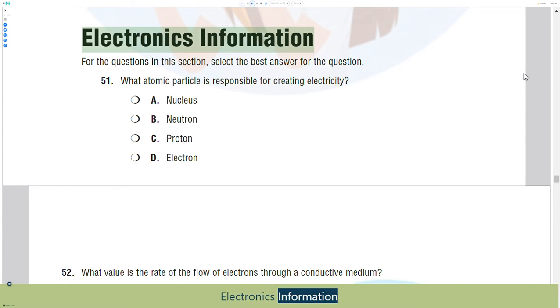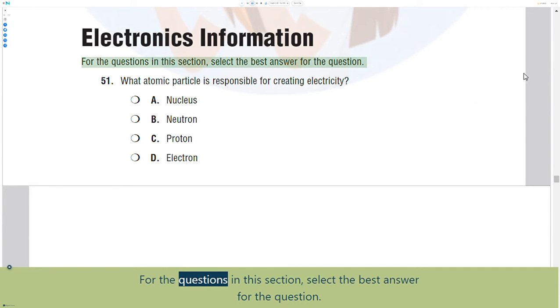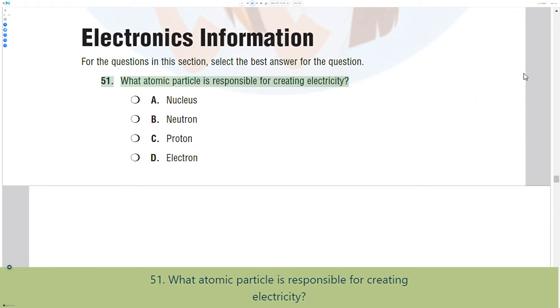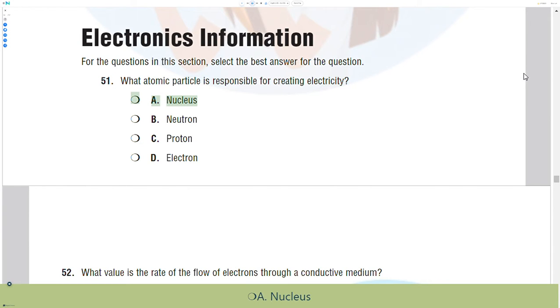Electronics information. For the questions in this section, select the best answer for the question. 51. What atomic particle is responsible for creating electricity? A. Nucleus. B. Neutron. C. Proton. D. Electron.